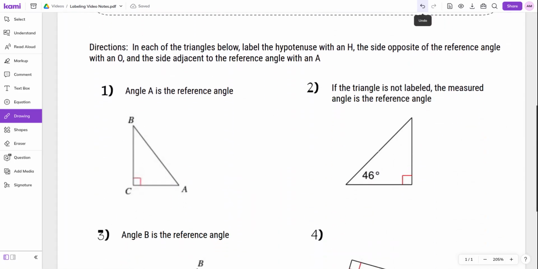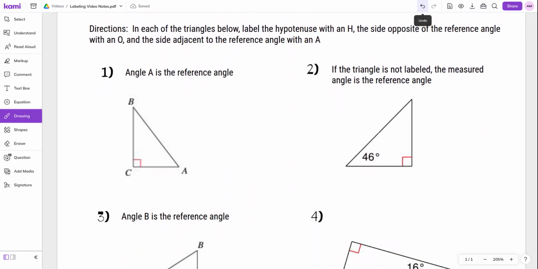Down below, we're going to practice labeling each of these triangles. So again, the first thing I'm going to do is find the hypotenuse. So I'm going to find my right angle, and opposite the right angle, I'm going to write hypotenuse, or hype. Then I'm going to look for a reference angle.